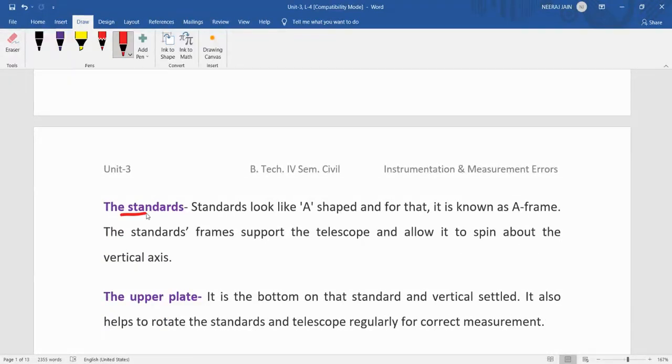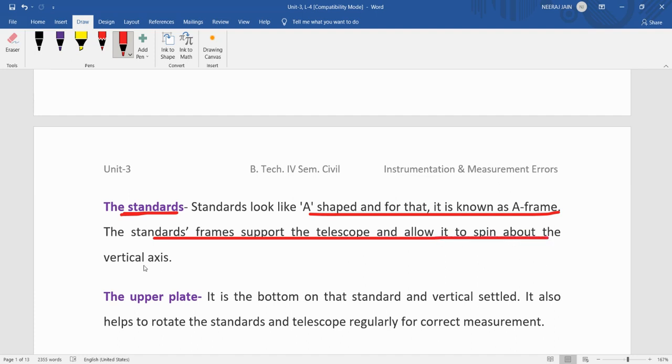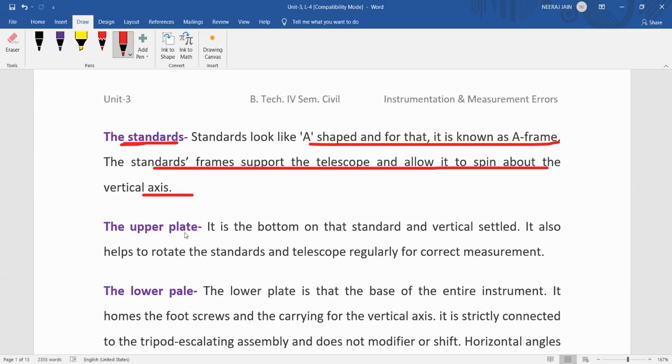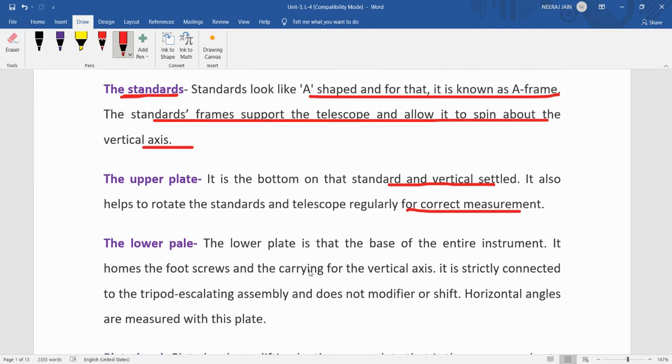In this manner, the standards are also a part of this theodolite. Standards look like the letter A, and for that reason are known as the A frame. The standard frame supports the telescope and allows it to spin about the vertical axis. The upper plate is at the bottom of the standard and vertically settled. It also helps to rotate the standards and telescope smoothly for correct measurement.